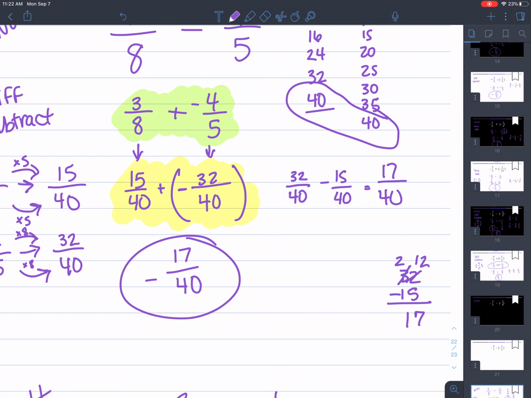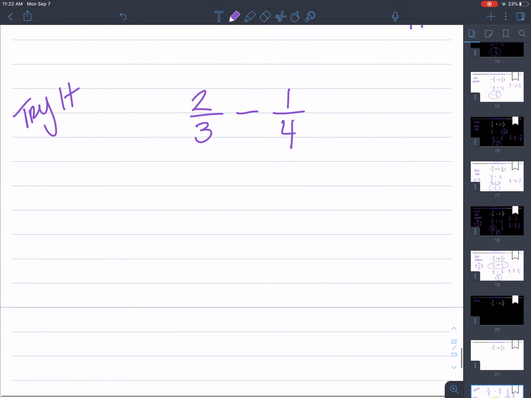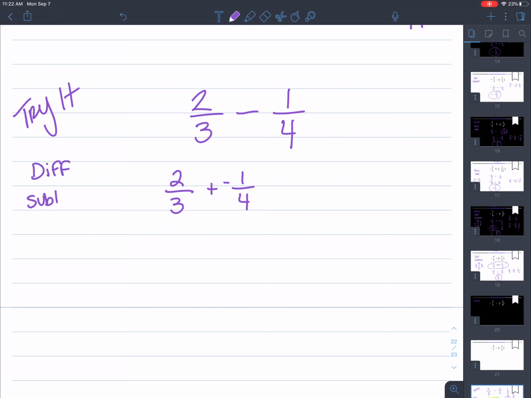I know that was a lot. Let's try this one. You try this one on your own, okay? Try it on your own and then check back to see if you got the correct answer. It should be 2/3 minus 1/4. We can change this to adding a negative 1/4. So now, are they the same or different? They are different, which means we're going to have to subtract them.